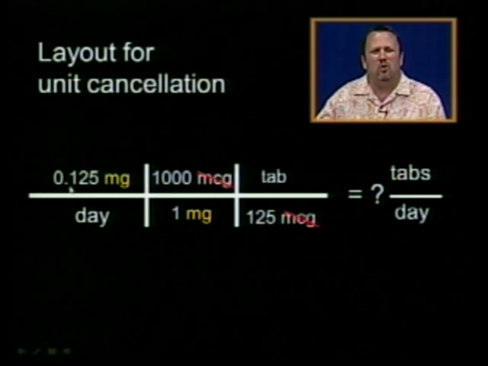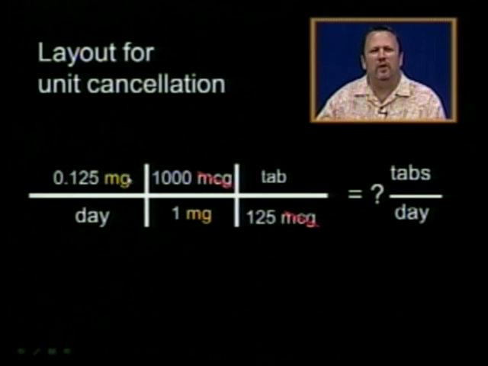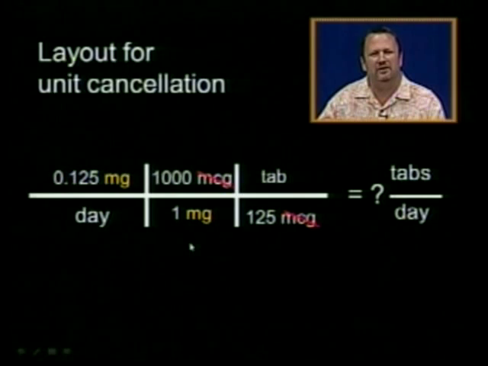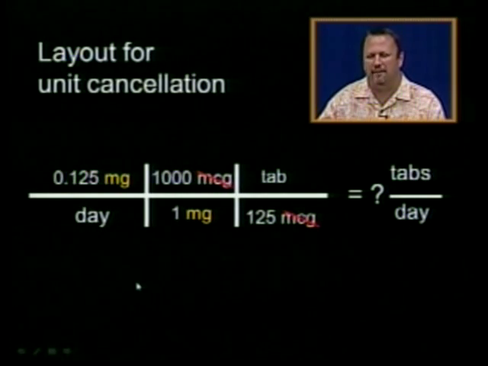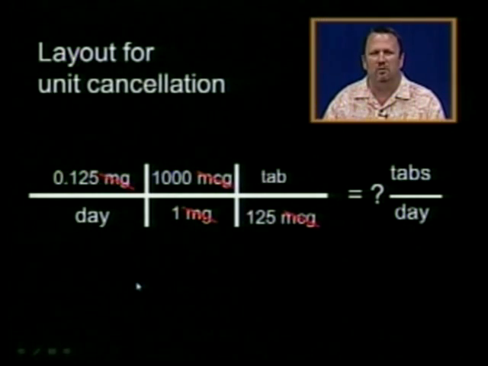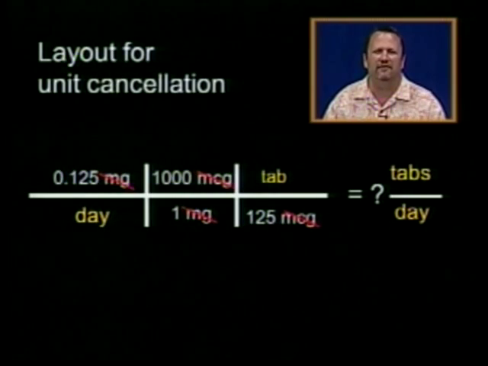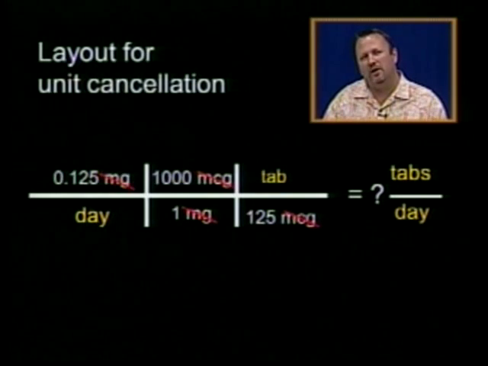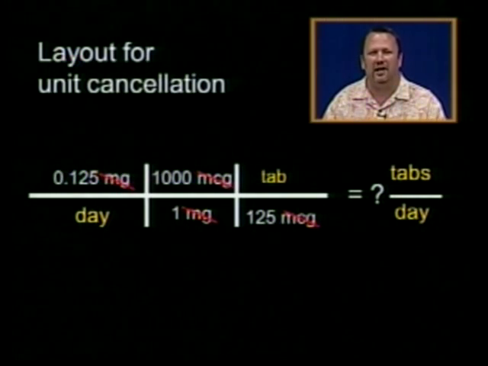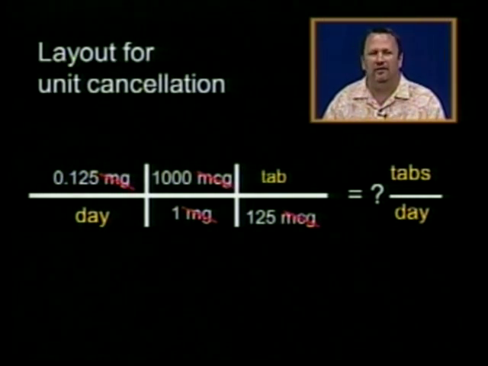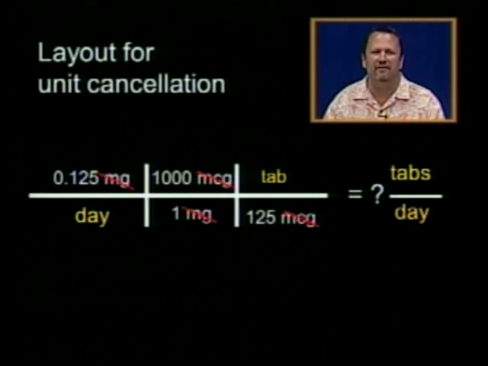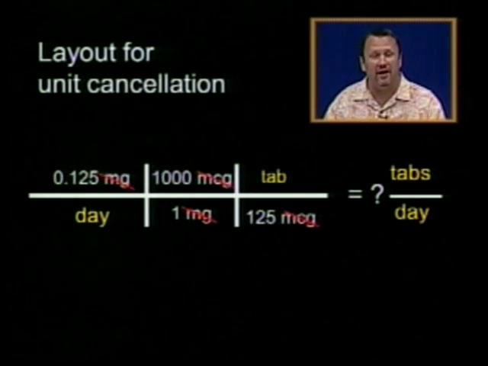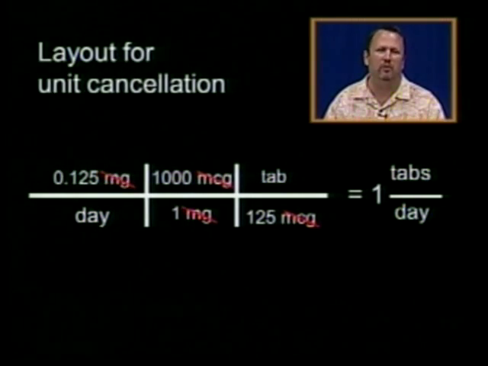So by putting the 0.125 milligrams in the numerator, these milligrams cancel out because a milligram over a milligram is equal to 1, and I'm left with tabs per day. So my milligrams cancel out, and I'm left with the units tab per day. And so now my numbers are laid out exactly where I need to be. And if you take 0.125 and multiply that times 1,000 and divide it by 125, you end up with 1.